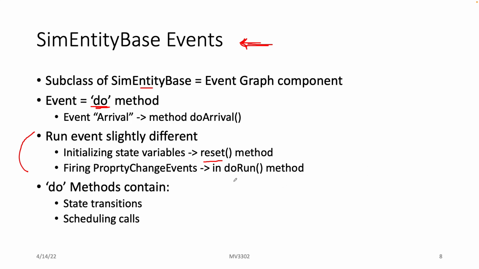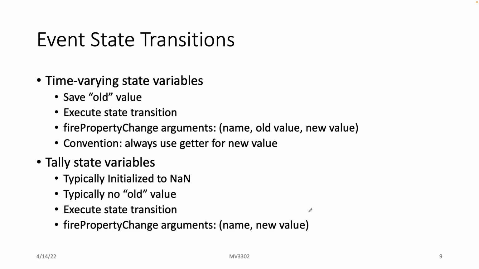And so typically the do run method will fire the property change events for those initial values. That's important for time varying state variables, because you need to have that initial value. And basically in our do methods, we have state transitions and scheduling calls, which are the wait delay statements, and then in addition to that we have canceling edges, which are the interrupt business.